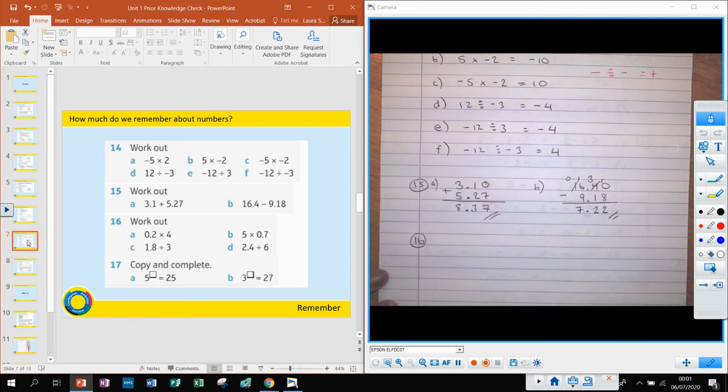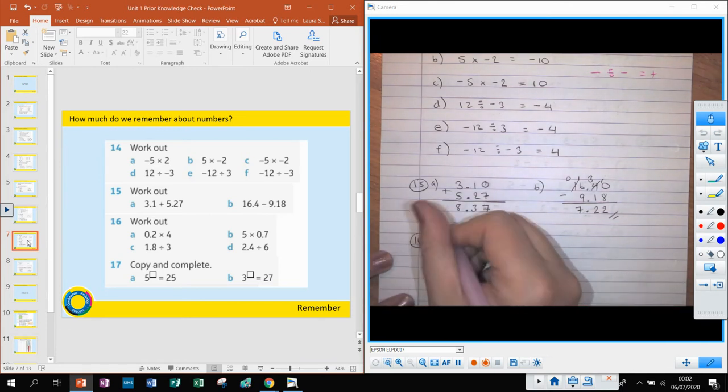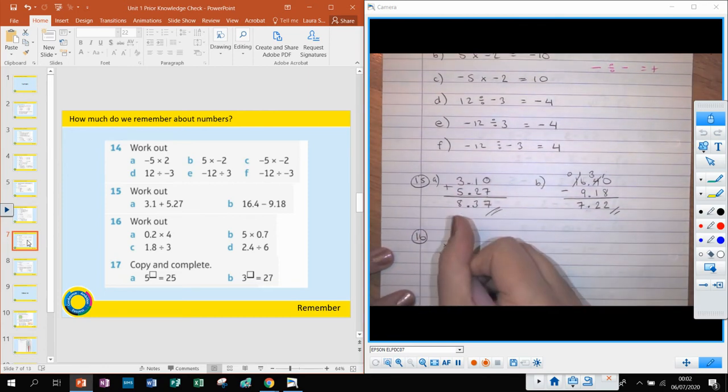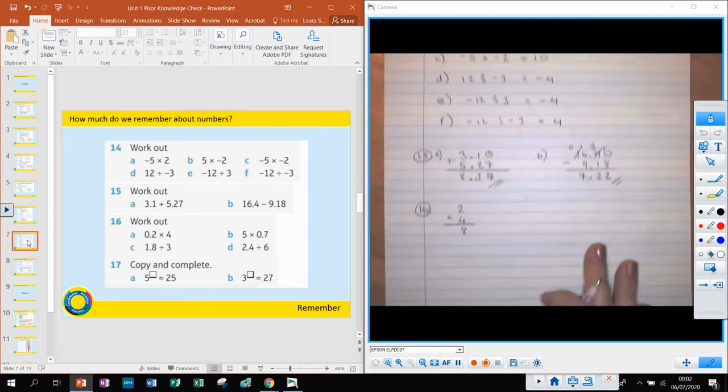Question 16. Okay, so 0.2 times 4. Right, I want you to be careful with these questions, okay? You're doing a decimal times an integer value now. We're going to pretend that we're doing 2 times 4, okay? So at the moment, yes, we have 0.2 times 4, but we're going to pretend it's 2 times 4, and 2 times 4 is 8.